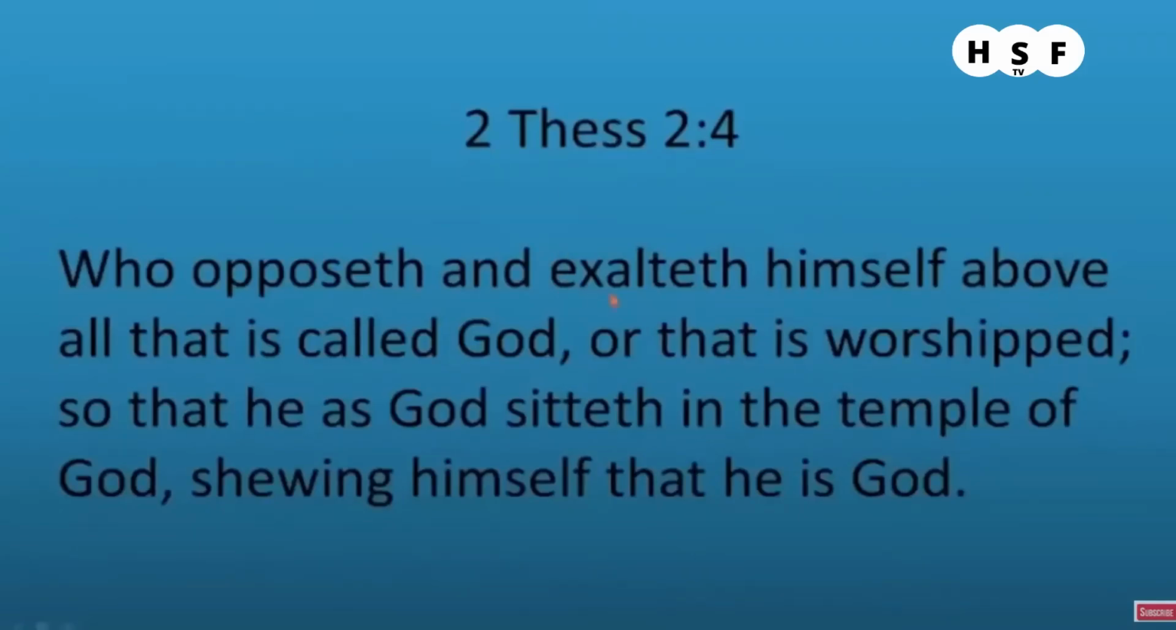2 Thessalonians 2 verse 4, remember the reformers said that Paul, in describing the man of sin, was describing the exact same power that Daniel was describing when he described the little horn power. And we looked at all the parallels. Who opposes and exalteth himself above all that is called God or that is worshipped, so that he as God sits in the temple of God, showing himself that he is God.